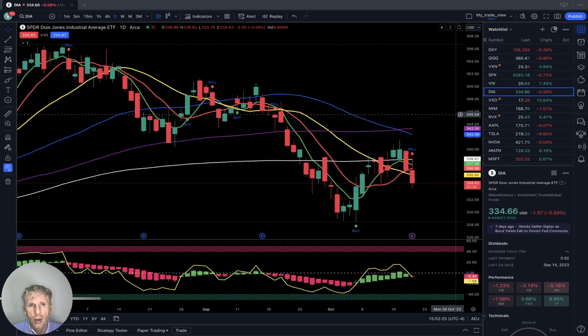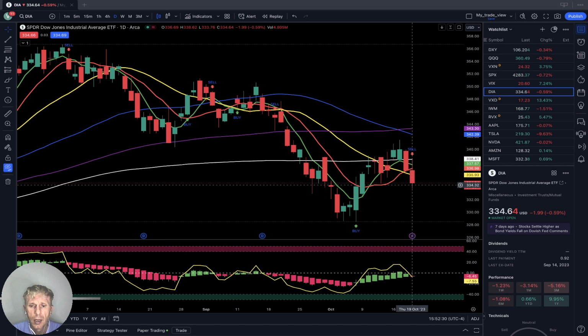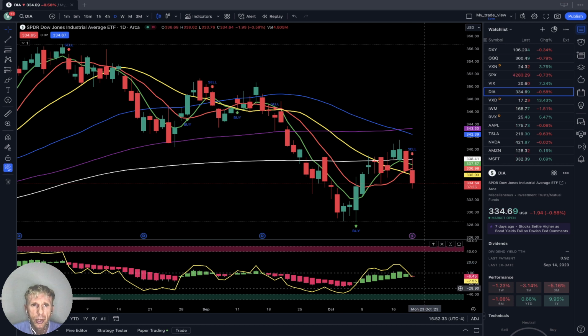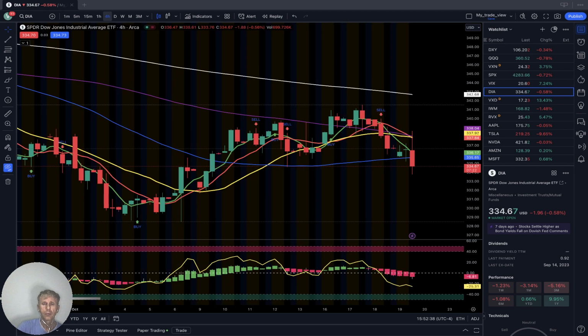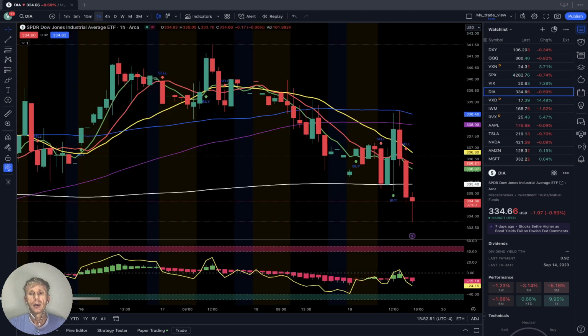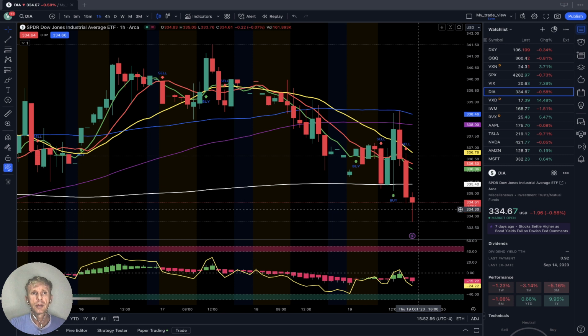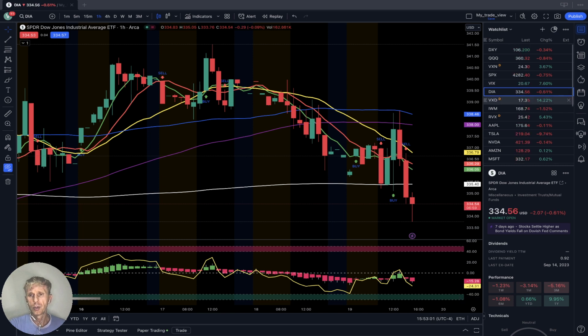Dow Jones minus 0.5%, daily, last bar below all moving averages, RSI did bearish crossover, bearish trend. 4 hours time frame, last bar below all moving averages, RSI bearish trend. 1 hour time frame, last bar below all moving averages, bearish trend, RSI bearish. Dow Jones bearish on all time frames and all indicators.